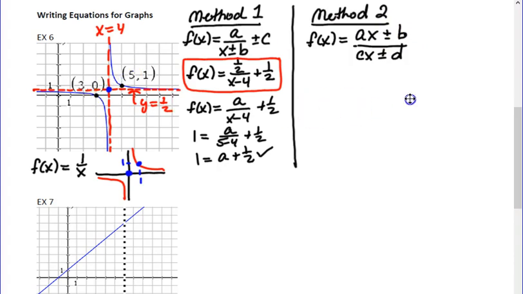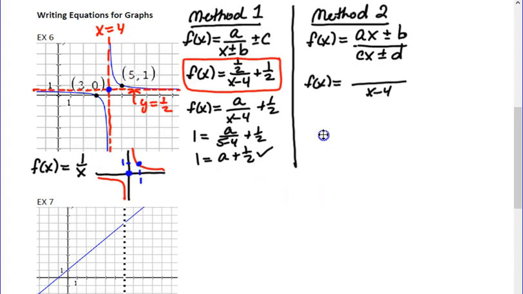So I'm thinking of all those things. So it's going to end up looking something like this in the end. But let's just start one piece at a time. I do know that there has to be an x minus 4 in the denominator because I have a vertical asymptote at 4.